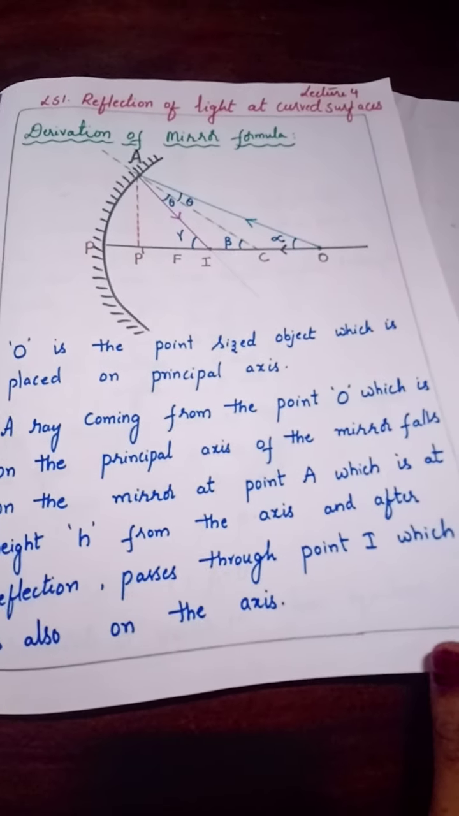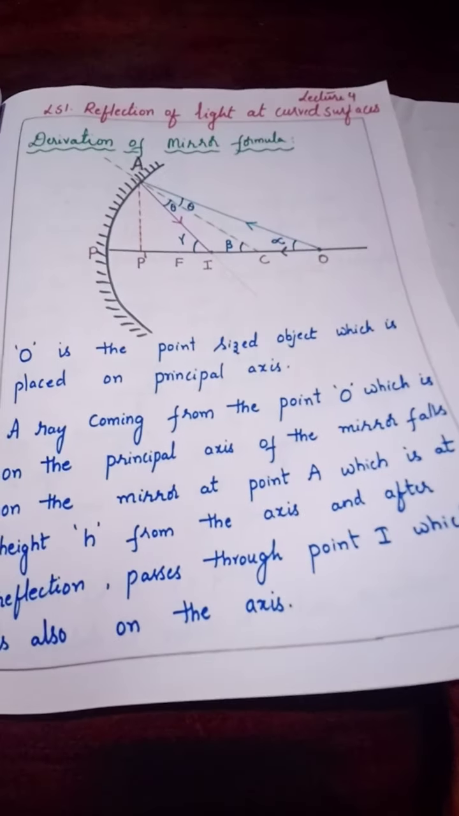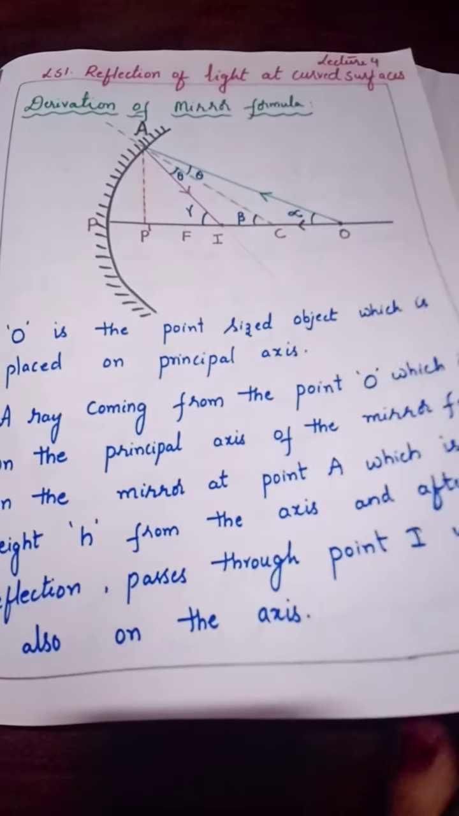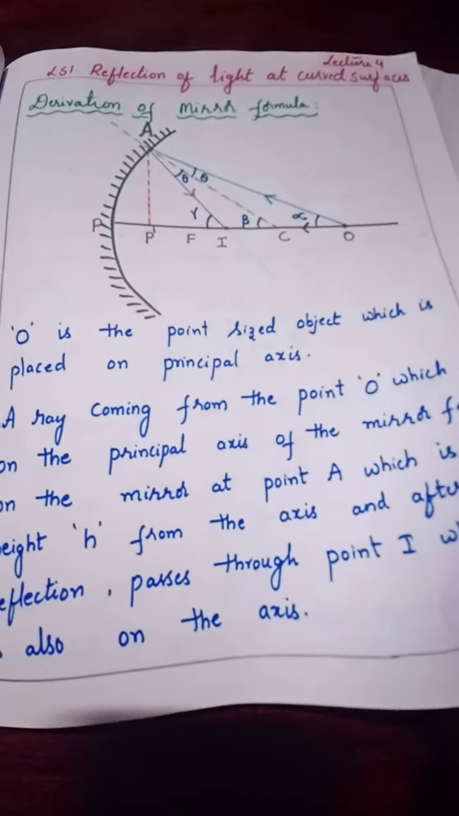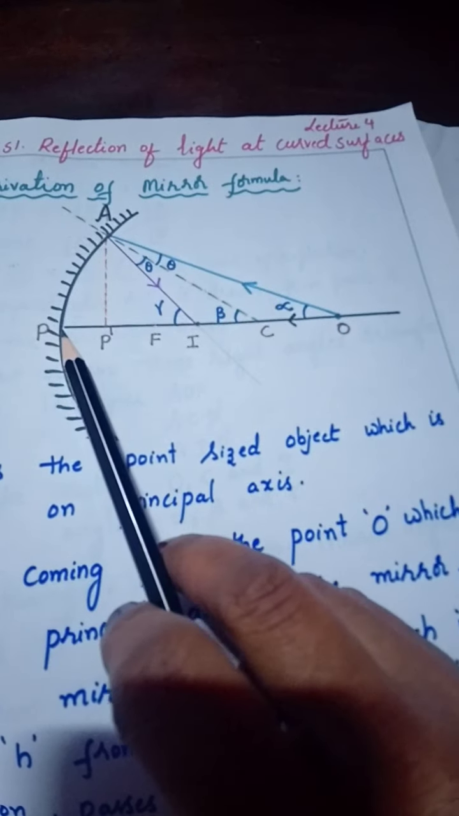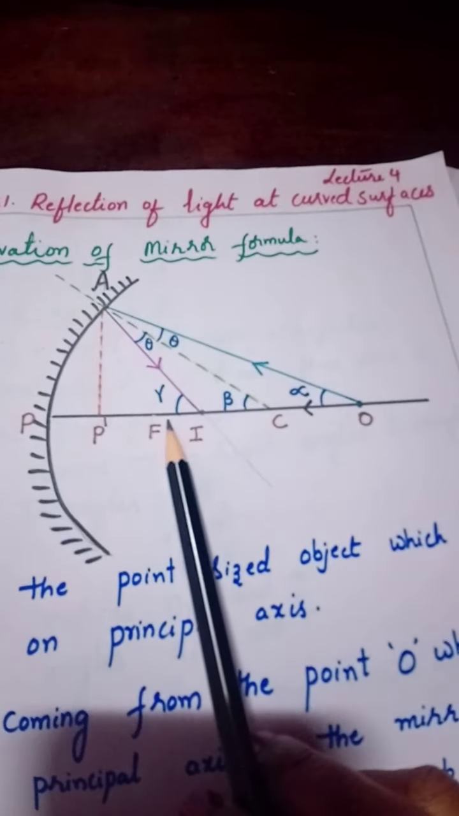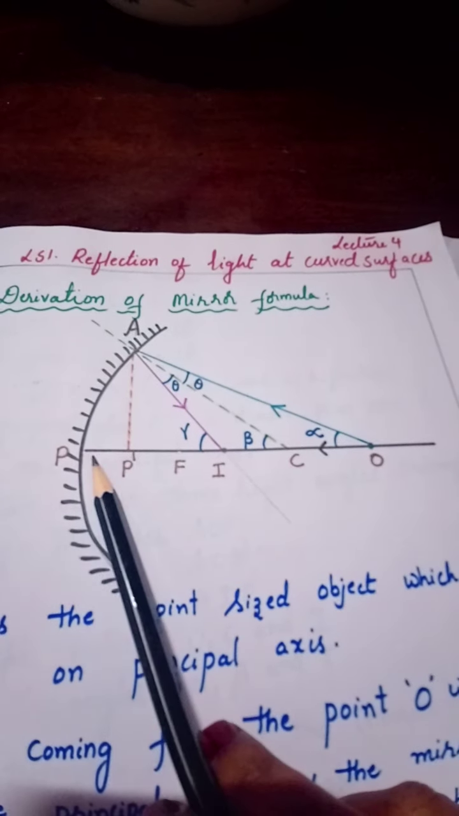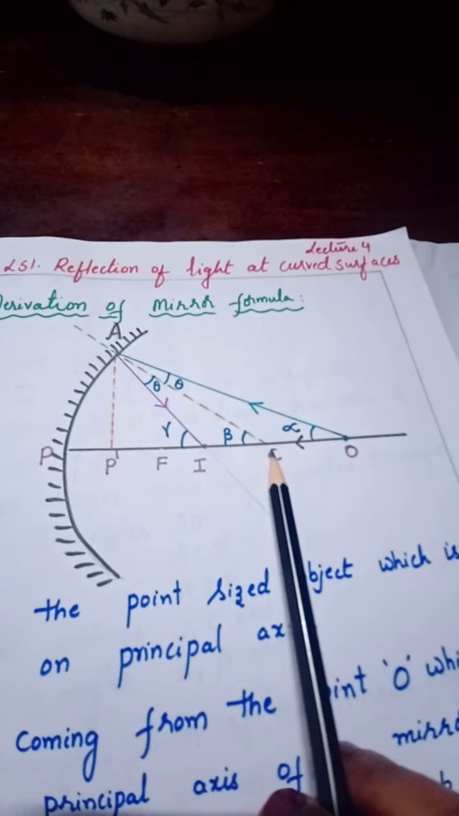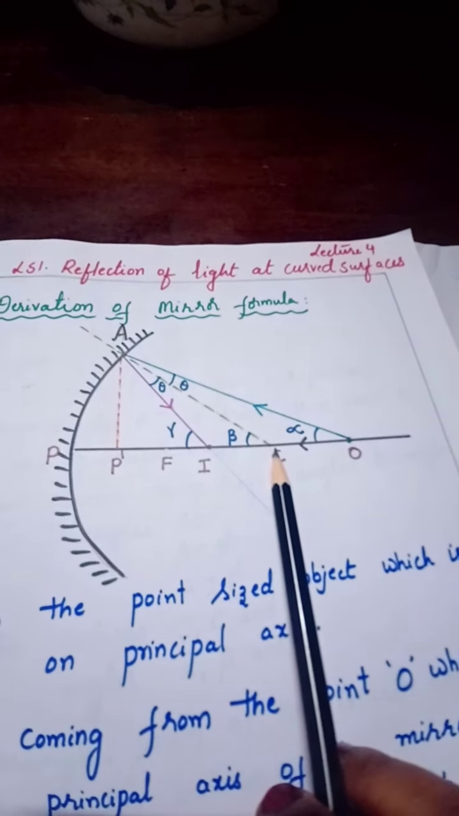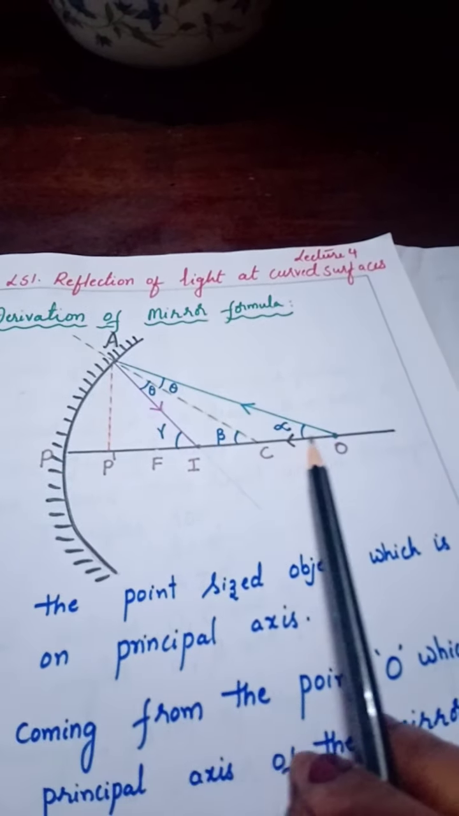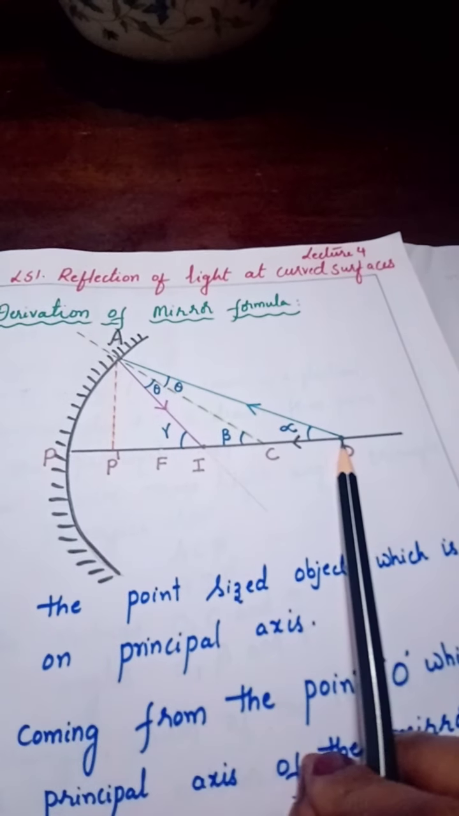So how to take the sign conventions? The first point of the sign convention is all distances must be measured only from the pole. So what are the distances in the ray diagram? Suppose this is the pole. The distance between pole and focus is called the focal length. The distance between pole and center of curvature is called the radius of curvature. The distance between pole and image is called the image distance. The distance between pole and object is called the object distance.